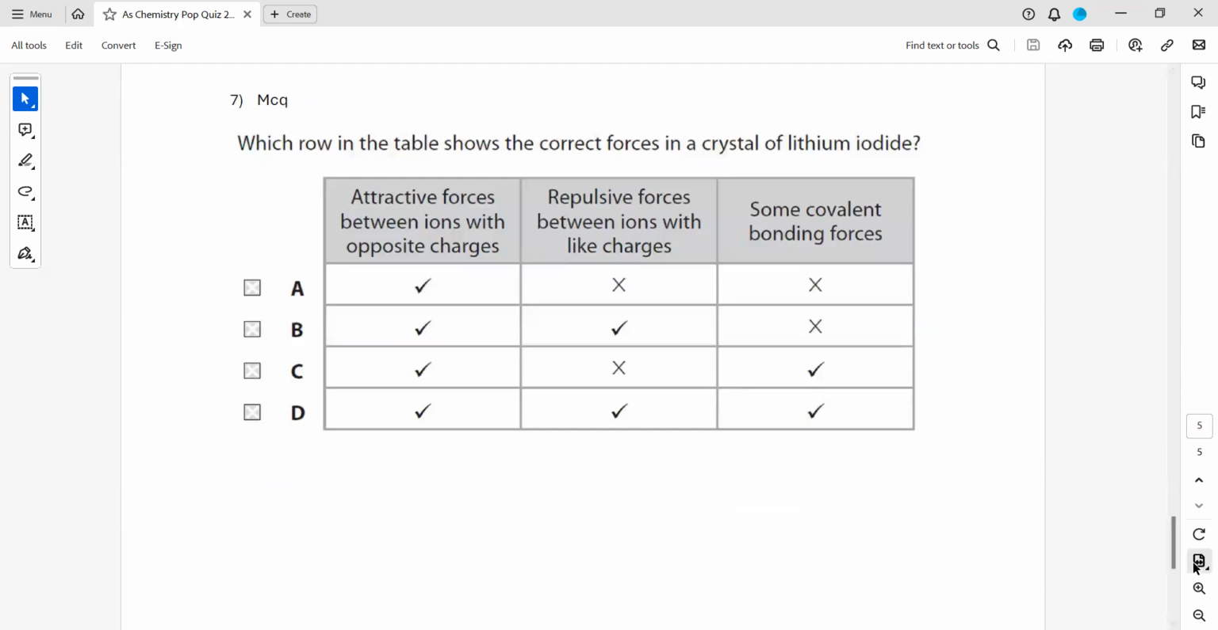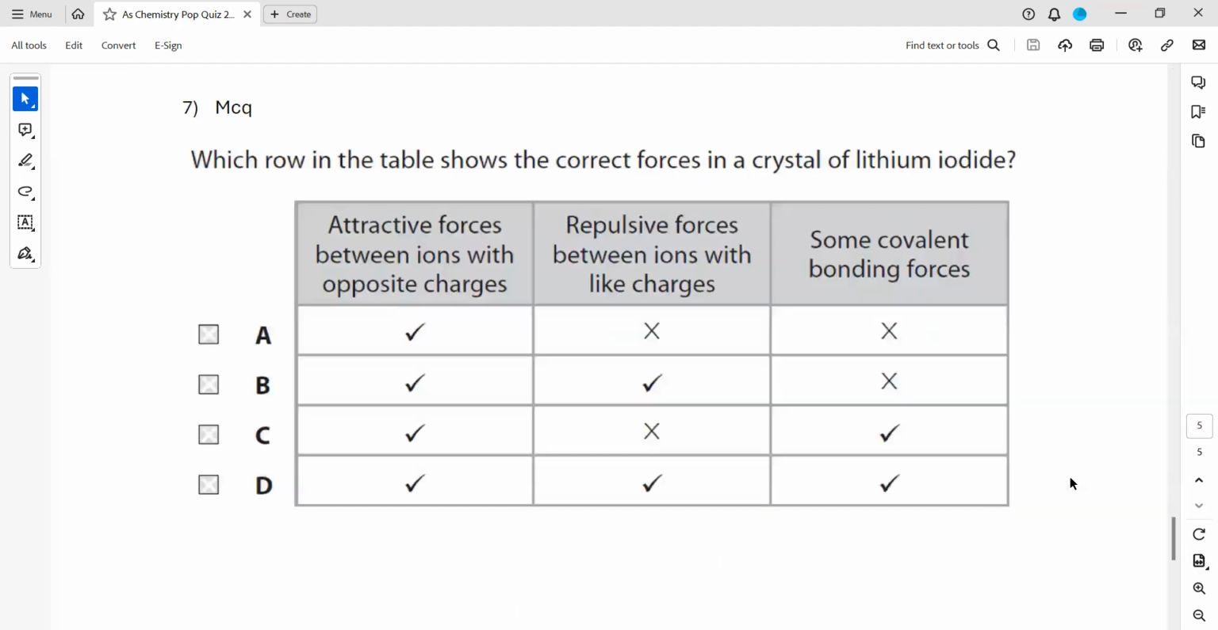In question 7, which row in the table shows the correct forces in crystalline lithium iodide? Attractive force between the oppositely charged ions, that is there. Repulsive force between the ions with like charges, that is also there, because like charges repel. And some covalent bonding. What do some covalent bonding forces mean? Why some covalent bonding forces?